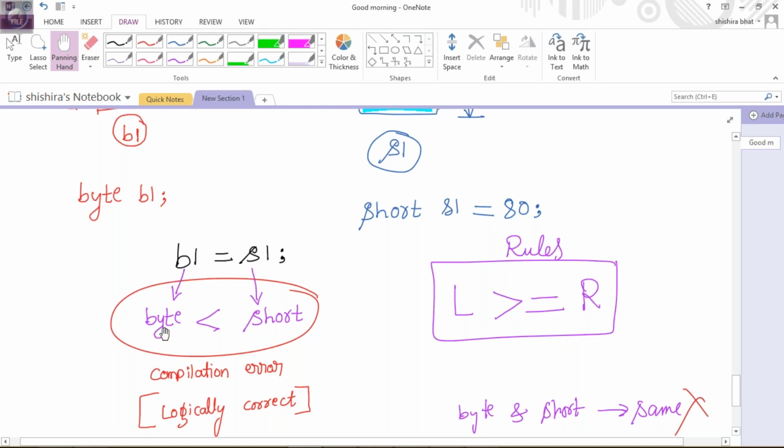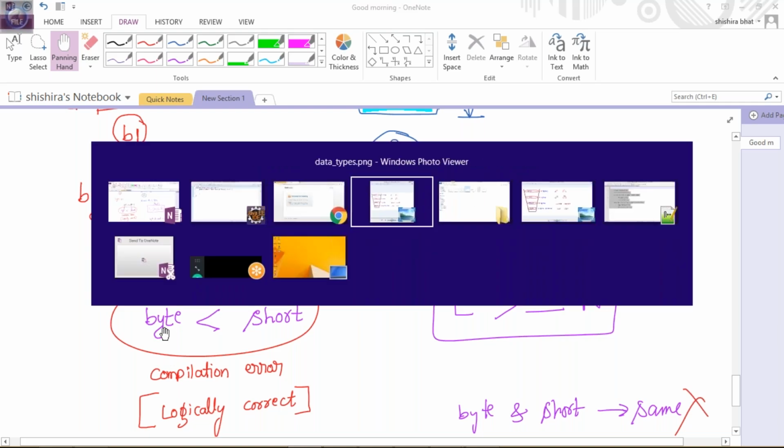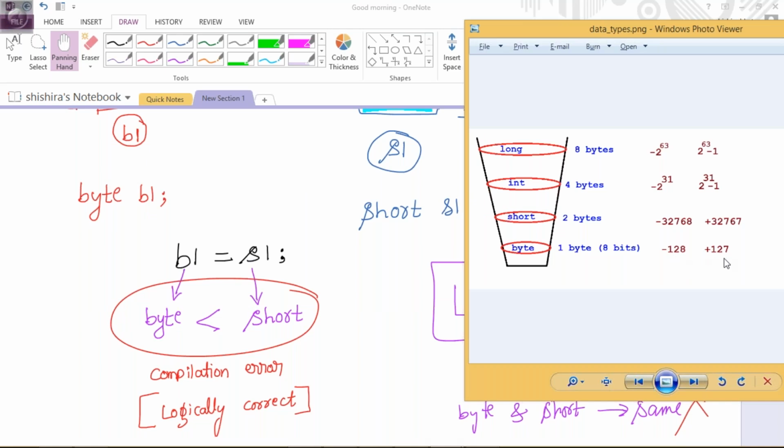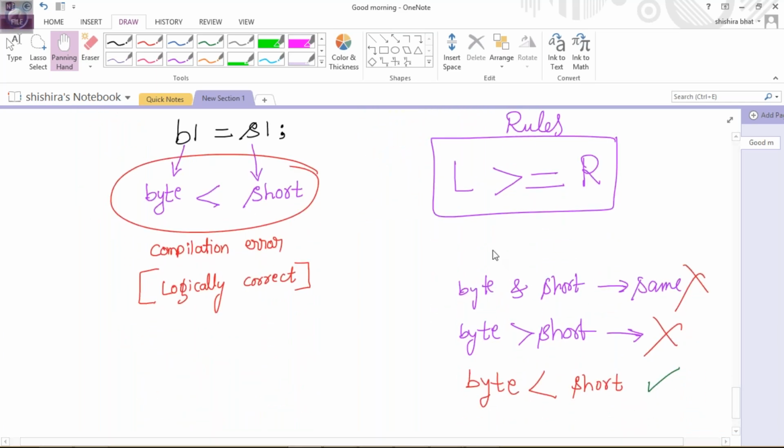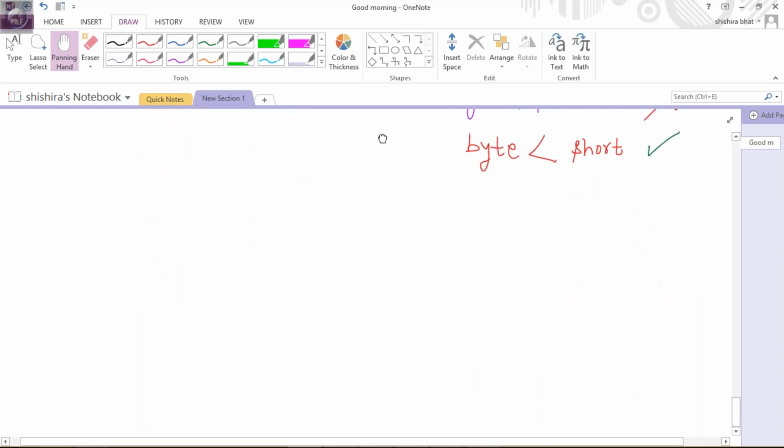What is the data type of B1? Byte. Byte can still store 80. Observe the range of byte here. The range of byte is minus 128 to plus 127. So 80 can still be stored in byte. That's why I said logically it is correct, but compilation wise it is not possible, because the compiler always goes with the rule. The compiler does not have smartness. It is software, so it goes with an instruction: left side should be greater than or equal to right side.